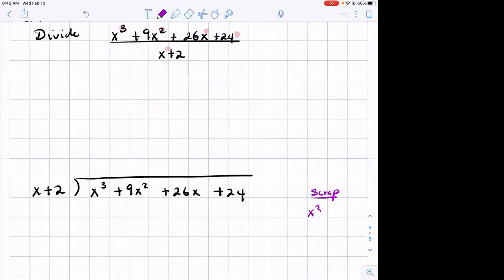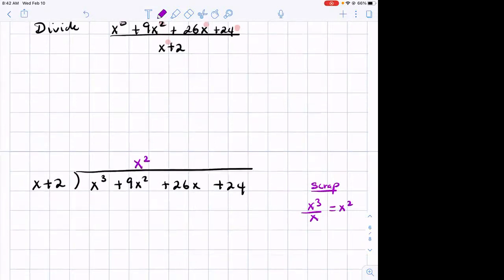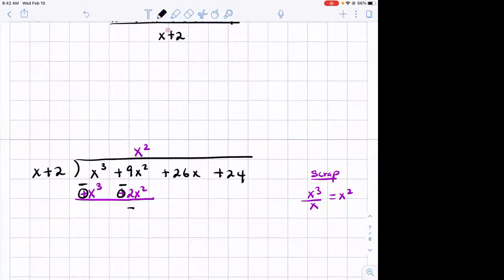First term on the inside is x cubed, first term on the outside is x, so that leaves me with x squared. So I write it above the x squared terms. And then I distribute the x squared to the x. So this becomes x cubed, it's positive. X squared times 2 becomes plus 2x squared. And don't forget, I have to change my sign. So this becomes a minus, this becomes a minus. 9x squared minus 2x squared is 7x squared. The plus x cubed and the minus x cubed cancel. Immediately after you combine, you should bring down.